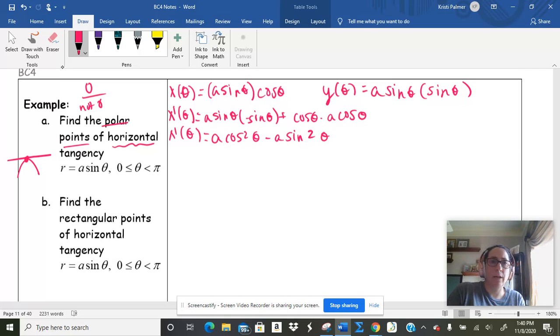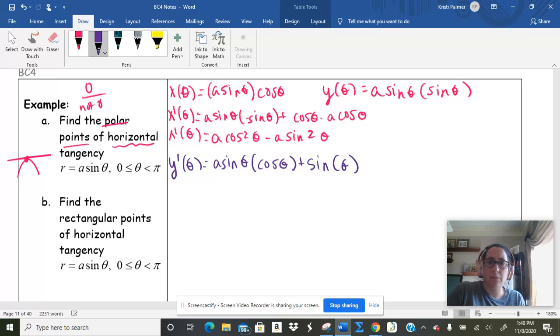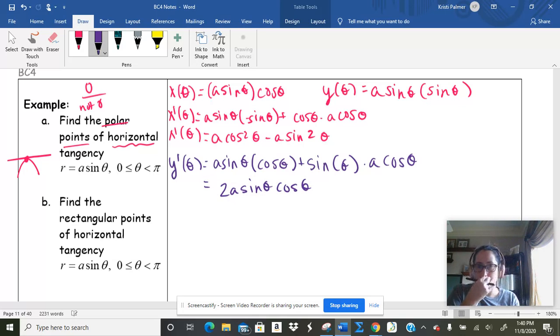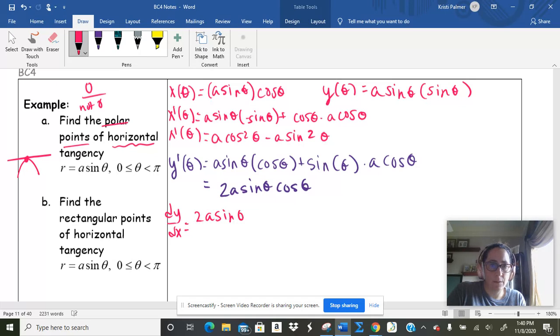Okay, let's go ahead and get our y. First times the derivative of the second plus the second times the derivative of the first. So I know that overall my slope looks like this.